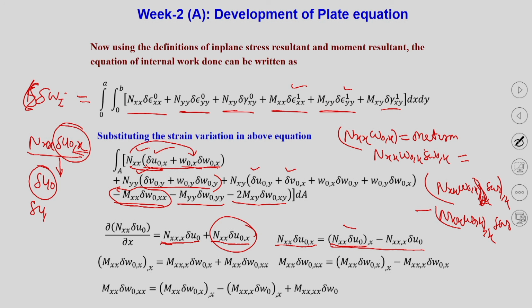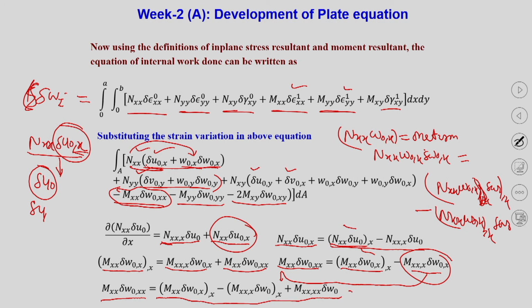Now, Mxx del w naught comma xx, how many terms will it give? You see, first you take this term Mxx comma x, Mxx del w comma x. So, this can be written like this. This is okay, but this is not okay. Again you have to split it up and finally, this term gives 3 terms. So, basically 3, 3, 3 and here 2, 2, 2, like this you have a number of terms.